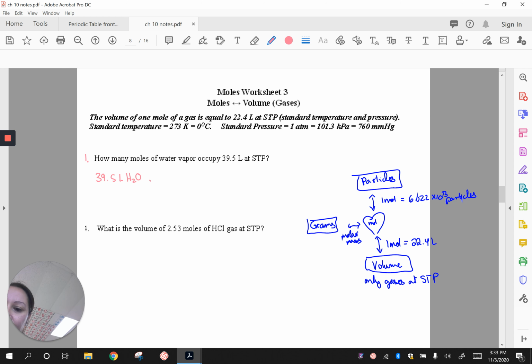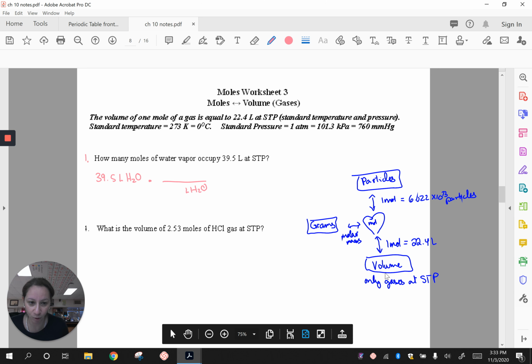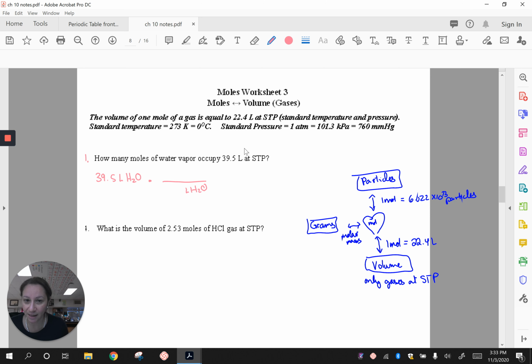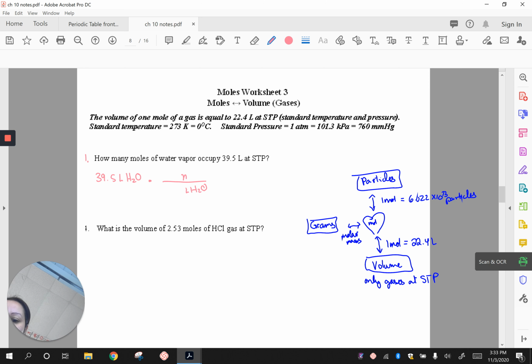And we're going to start our conversion factor. On the bottom, we want to put liters of H2O so they cancel. On top, we want to put the units that we are looking for. We are looking for moles of H2O. Can we go from volume to moles of the same substance if it's a gas at STP? Yes, we can. 1 mole is equal to 22.4 liters. So we can go ahead and go to moles of H2O.